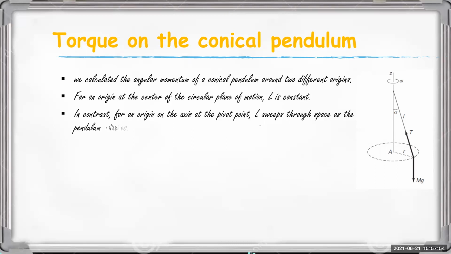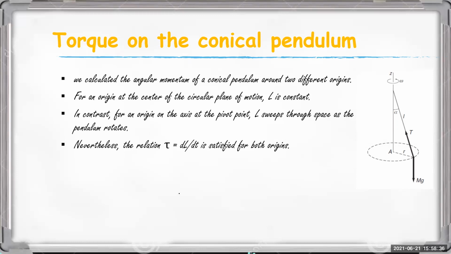But for the second case, we take another point B that is on the axis at the pivot point. In that case, we obtain the angular momentum shifts through the space as the pendulum rotates. Nevertheless, the relation tau is equal to dL by dt will be satisfied for both cases.